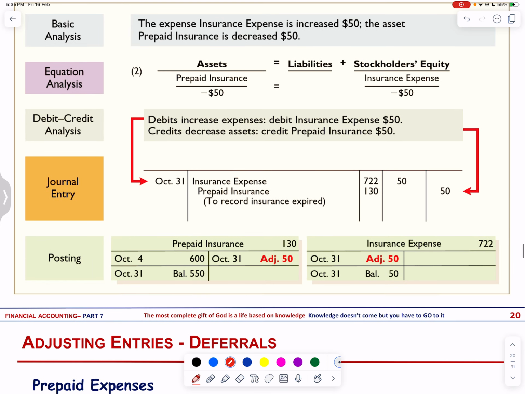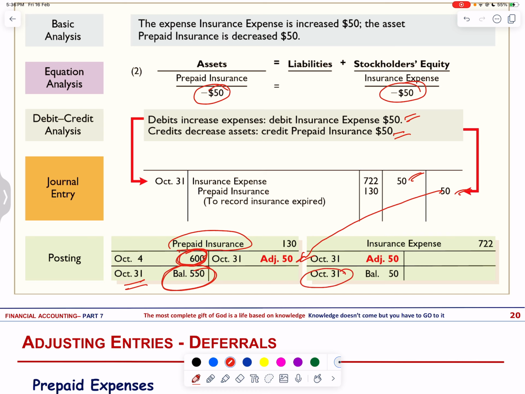This has been explained again. You see the asset has decreased and the expense has increased. Increase in expense is debit, decrease in asset is credit. So insurance expense is debit, prepaid insurance is credit. When we prepare the prepaid insurance account, 600 is from the trial balance. Now prepaid insurance is credited by 50 and we have the actual balance on 31st October as 550 and not 600. The insurance expense has increased after this adjustment by 50 riyals, or dollars as the case may be.